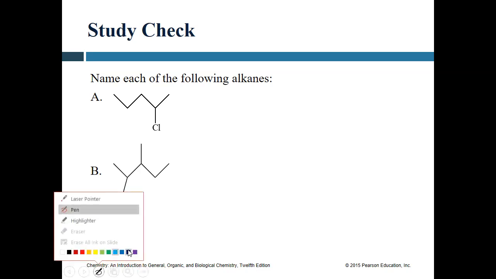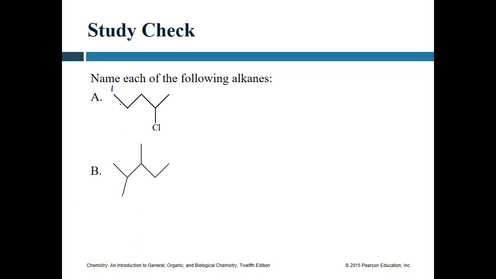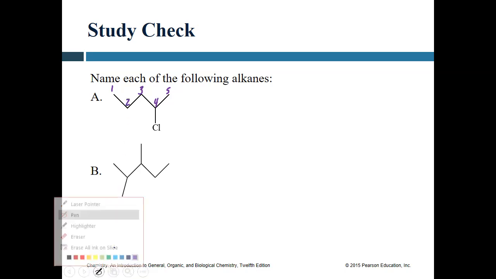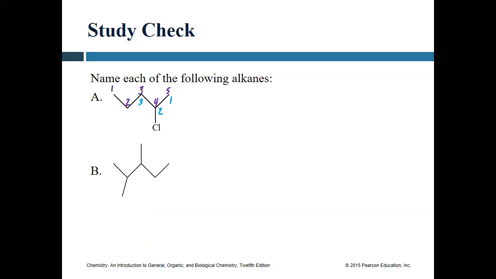So again, it comes down to numbering here. 1, 2, 3, 4, 5. The numbers in purple are if I number left to right. The numbers in blue are right to left. There's only the one substituent there, the chlorine. So which number goes with the chloro? It's going to be 2.